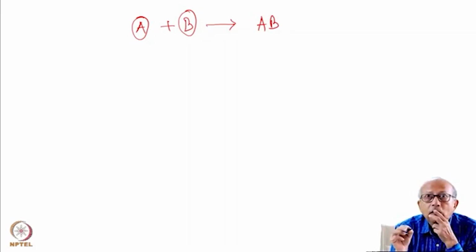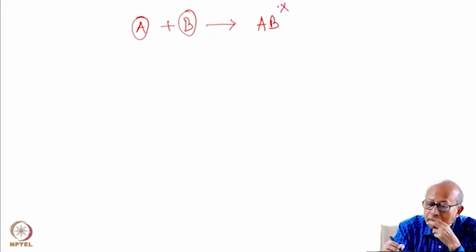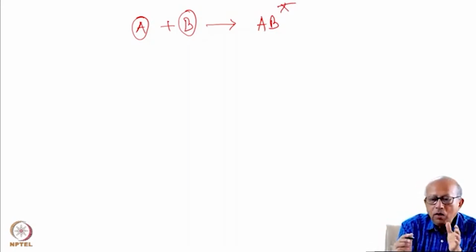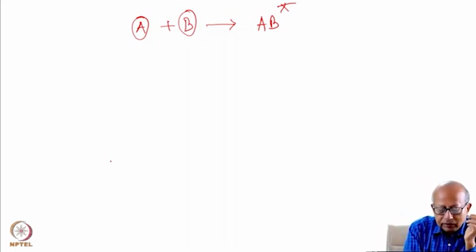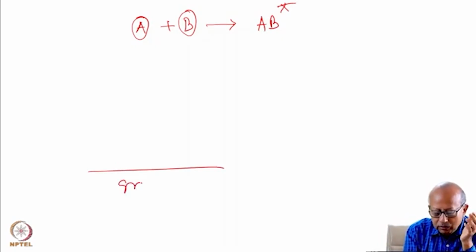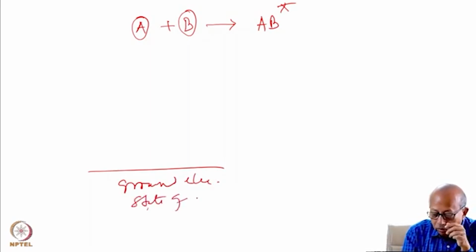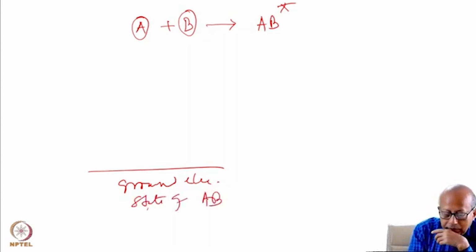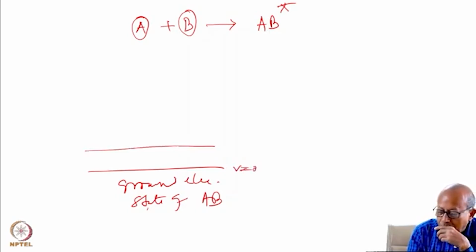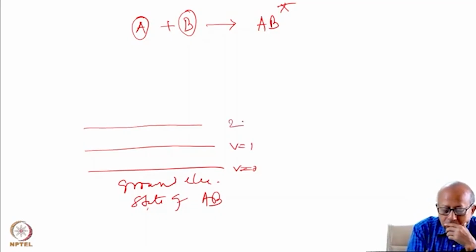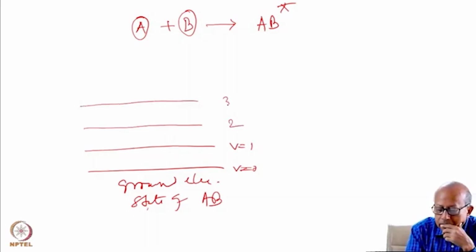And this molecule is formed in a vibrationally excited state. So now you know that this molecule has, let us consider this is the ground electronic state of this molecule AB. So then there will be vibrationally excited levels. This is also V equal to 0, the ground vibrational state. This is the first vibrational excited state, V equal to 1, this is V equal to 2, this is V equal to 3, and so on.